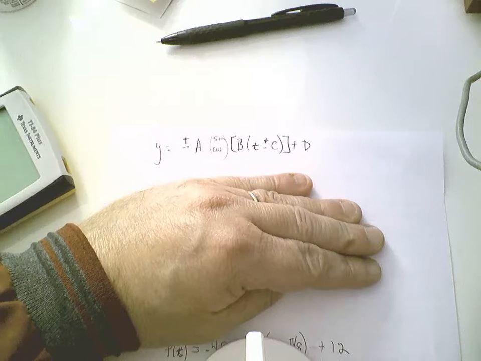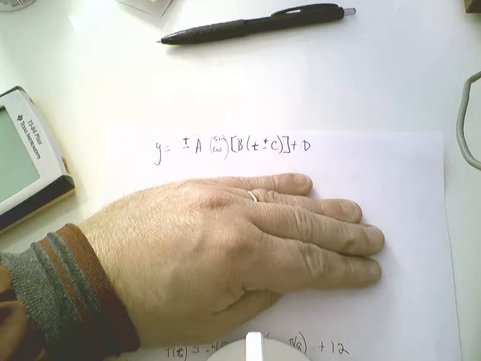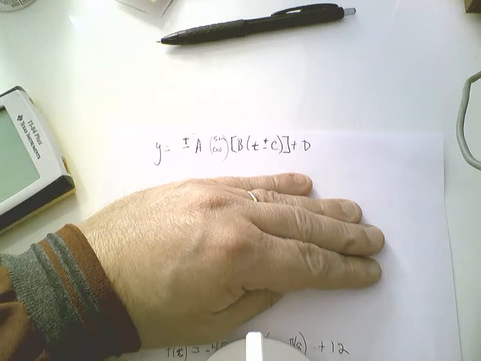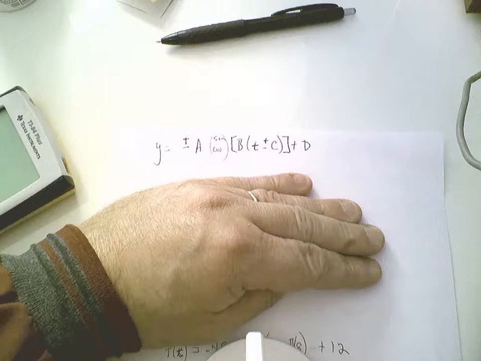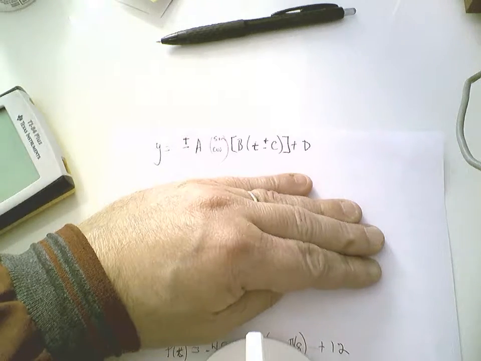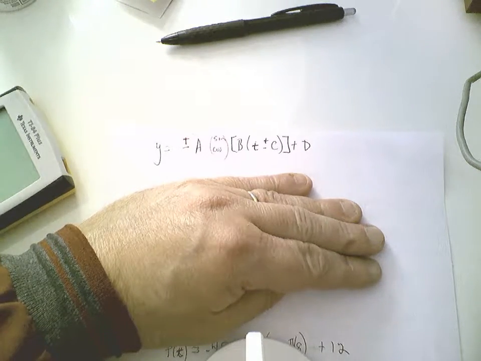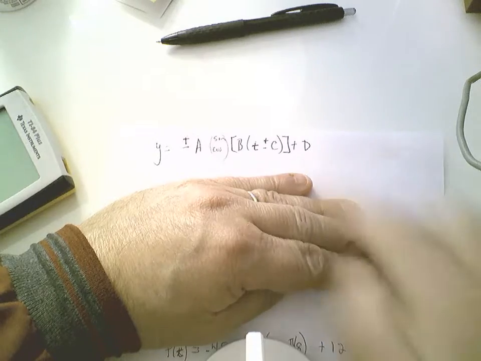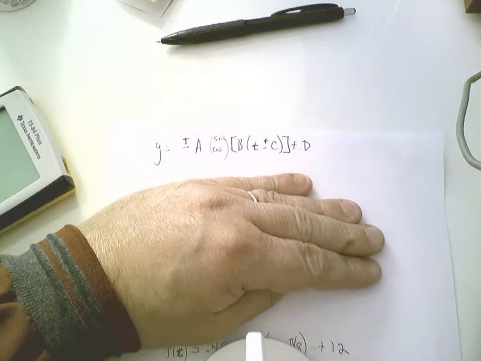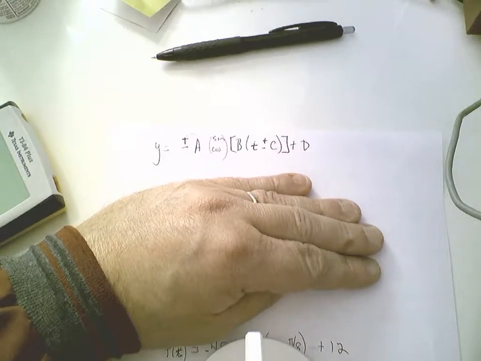movement. We'll start with our general purpose equation, as you see, y equals plus or minus A, and then we'll have either the sine or cosine function. So the sine or cosine of angle B times, in parentheses, t plus or minus c, close bracket. That's the angle that we'll be doing, plus the value of D. And let's talk through what all these pieces do.